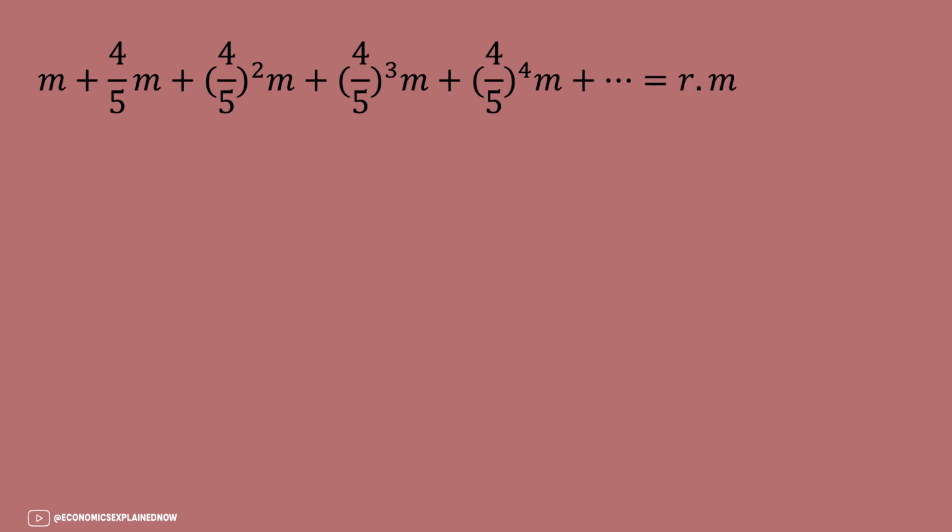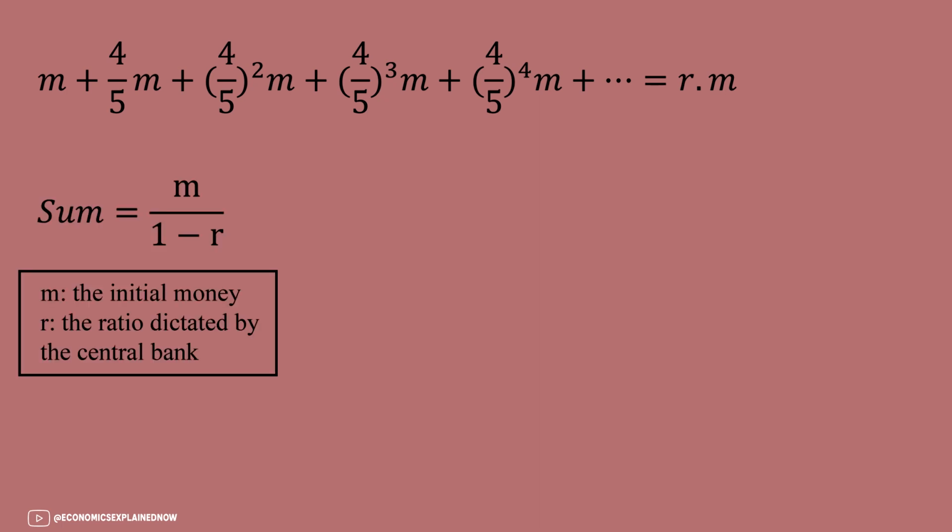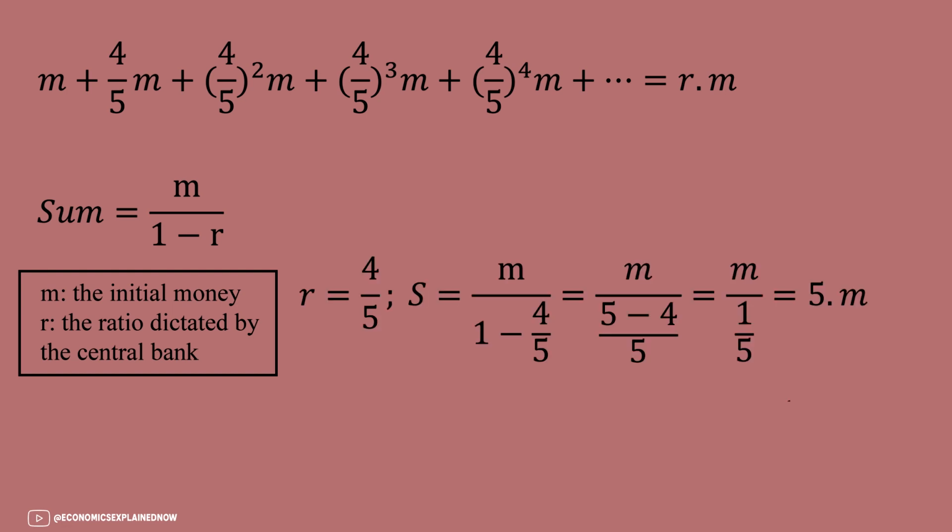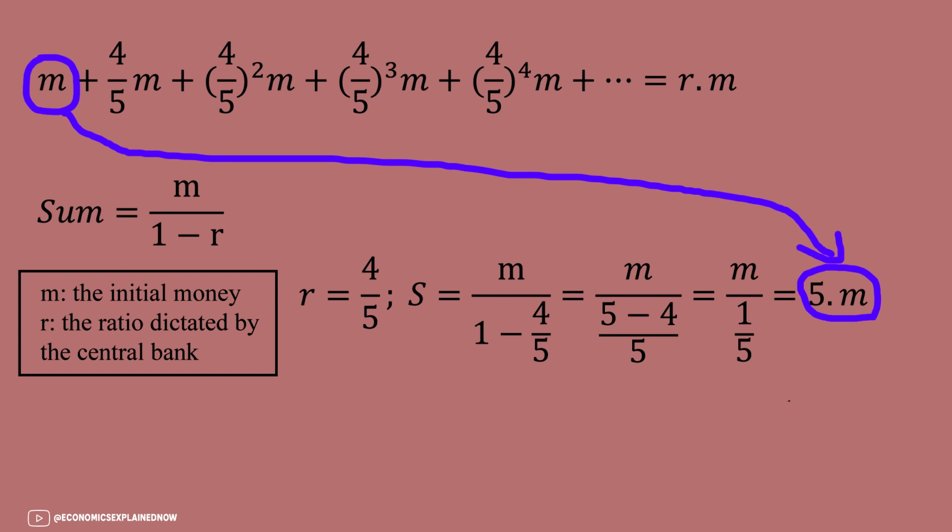Now for the people who studied maths, you recognize this as a geometric series, and the sum is known as follows: S is equal to M divided by 1 minus R, where M is the initial deposit and R is the ratio dictated by the central bank. Notice that the ratio in this example is what makes the banks keep 20% and invest the other 80%. And since R is 4/5, we get S equal to 5M, signifying that the initial deposit was multiplied by 5.